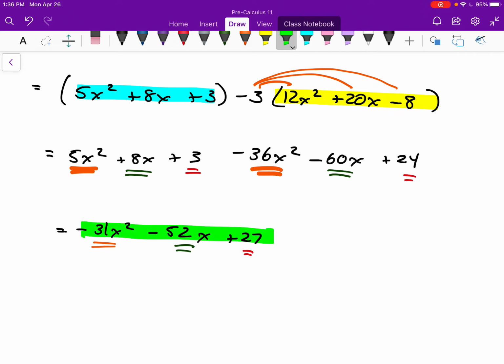Keep in mind the order of these terms doesn't really matter, but by convention we tend to be conventional, and we put our largest power first and our constant last.